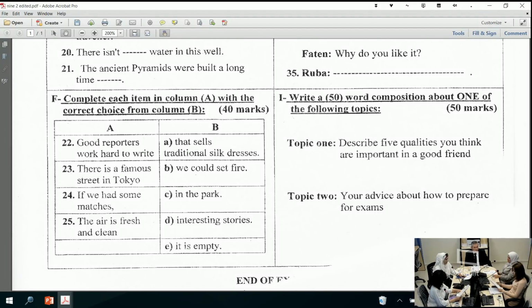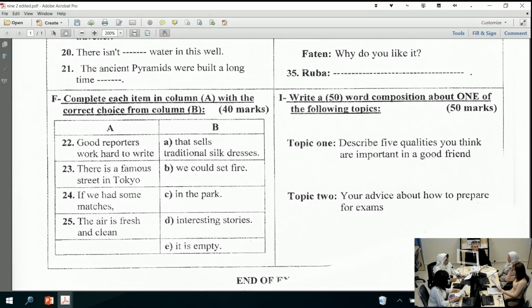Number 23. There is a famous street in Tokyo. We know that in Tokyo there are many shops. It is in our book. So students know that there are many shops here, so they have to choose the sentence that refers to this. Here we have "that sells traditional silk dresses." Maybe they know the meaning of "dresses," so concerning this meaning, they choose A. It is a suitable one.